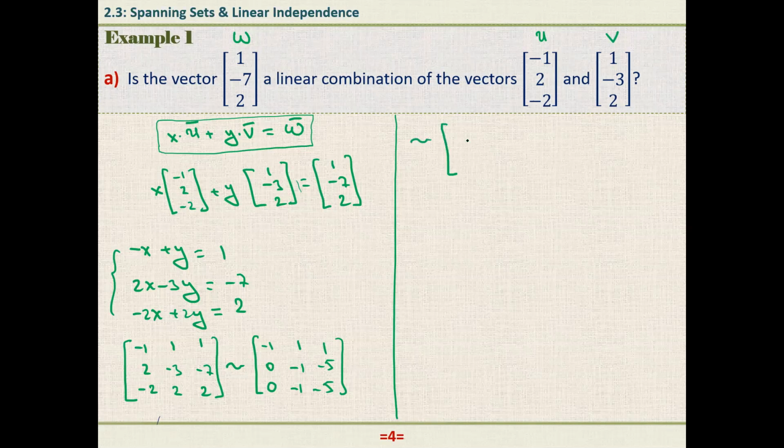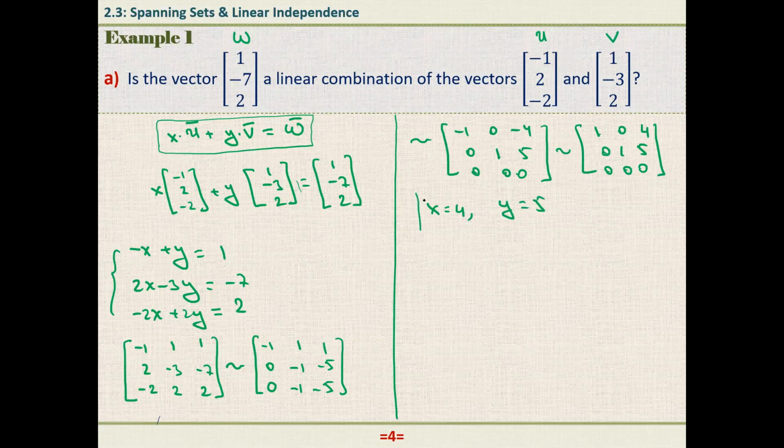Here we have negative 1 and minus 1 plus 1, which is 0, and minus 5 plus 1, which is minus 4. And here we have 0, 1, 5, and here we have 0, 0, 0, right? And one more thing, because here it should be 1, multiply the first row by negative 1. Here we have 1, 0, 4, 0, 1, 5, 0, 0, 0. So now that means that x is equal to 4 and y is equal to 5.